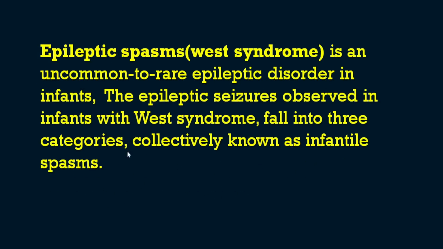Then another option was West syndrome, otherwise known as epileptic spasms. It is an uncommon to rare epileptic disorder in infants, and the epileptic seizures observed in infants with West syndrome fall into a category known as infantile spasms. I'm not going to explain in detail about West syndrome, you can refer to it later. The name is very important from the exam point of view. Questions like, infantile spasms can be seen in which disease condition, can come, that is epileptic spasm or West syndrome.